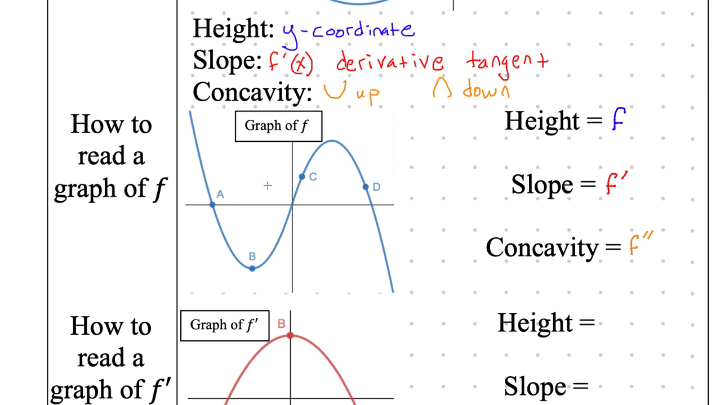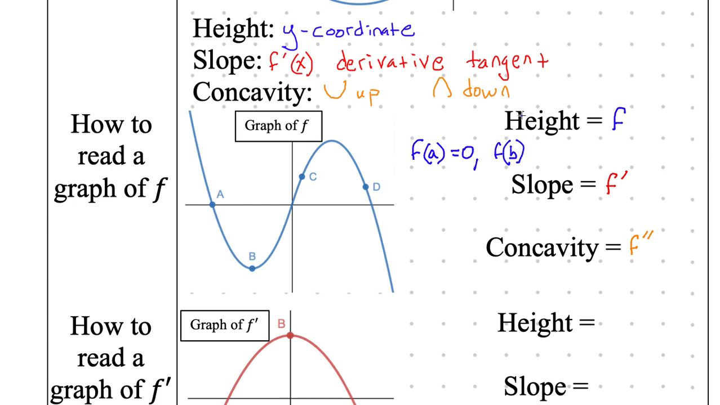So if I want to find the height at A, the notation is f of A. And what is f of A? Is it 0, bigger than 0, or less than 0? 0. So f of A is equal to 0. That's how I say that. Let's try another one. Let's do f of B. The height of B, or f of B.